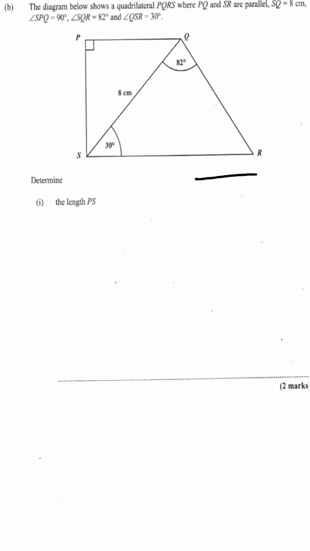Let's consider triangle PQS. Because this is 90 degrees, we know that this is a right-angled triangle. We are required to calculate the length PS. We know that the length QS is 8 centimeters, but we need to know the size of angle PSQ or angle PQS.